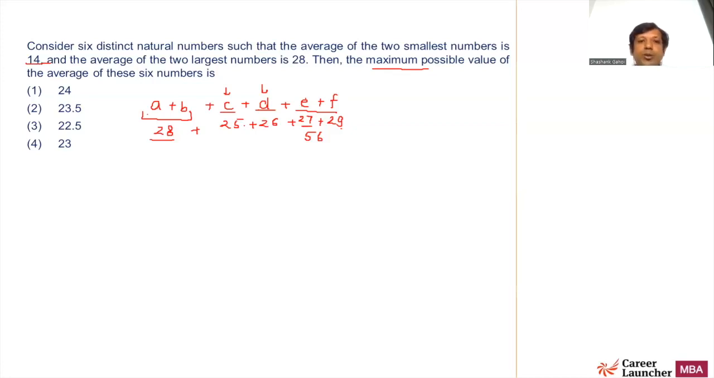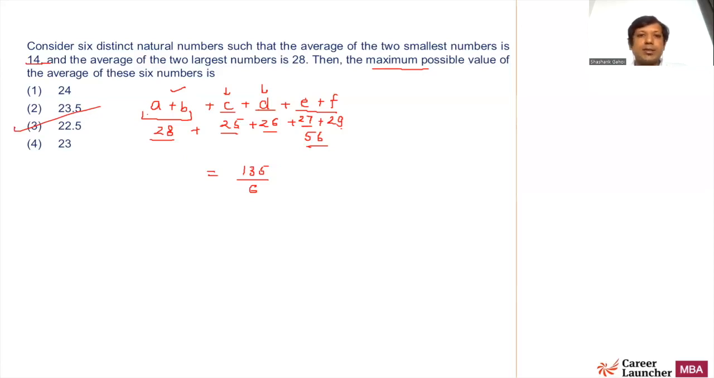So my sum is going to be 25, 26, 27, 28, 29. So sum of all the possible numbers, sum of these two is 28, this is 25, this is 26, this is 56. So sum comes out to be 135. And how many numbers do we have? That is 6. So this comes out to be 22.5. So answer of this question is going to be option 3.